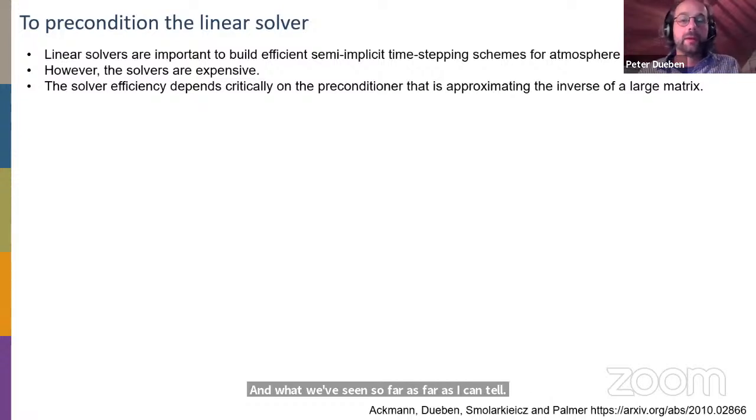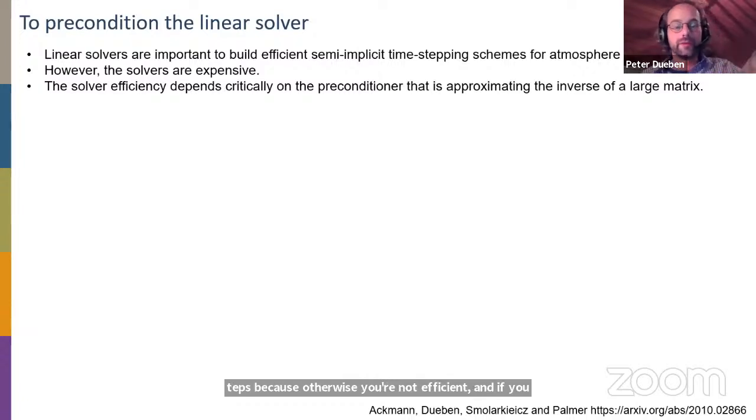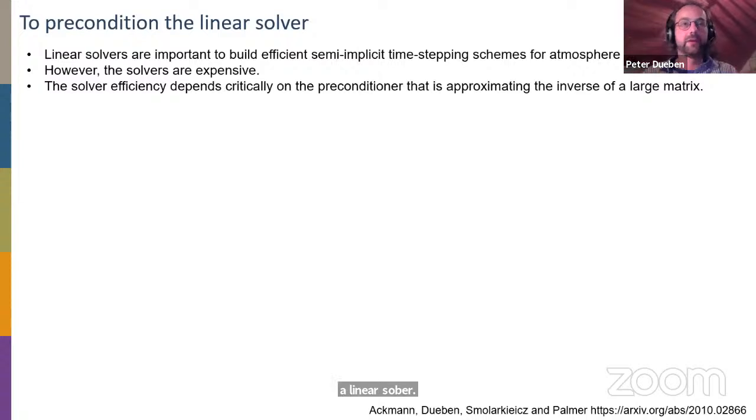If you build an atmosphere-ocean model in grid point space, you want to work with very long time steps, because otherwise you're not efficient. And if you do so, you often have to use semi-implicit time stepping schemes. And if you do this, you basically have to use a linear solver. Those solvers are very expensive because the state is very large.